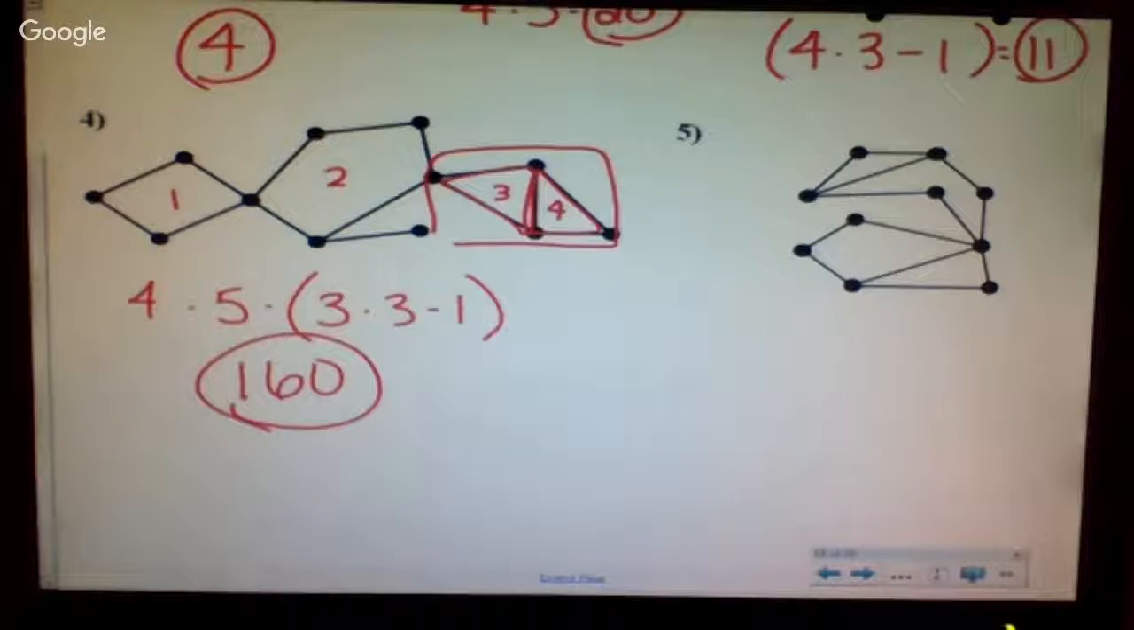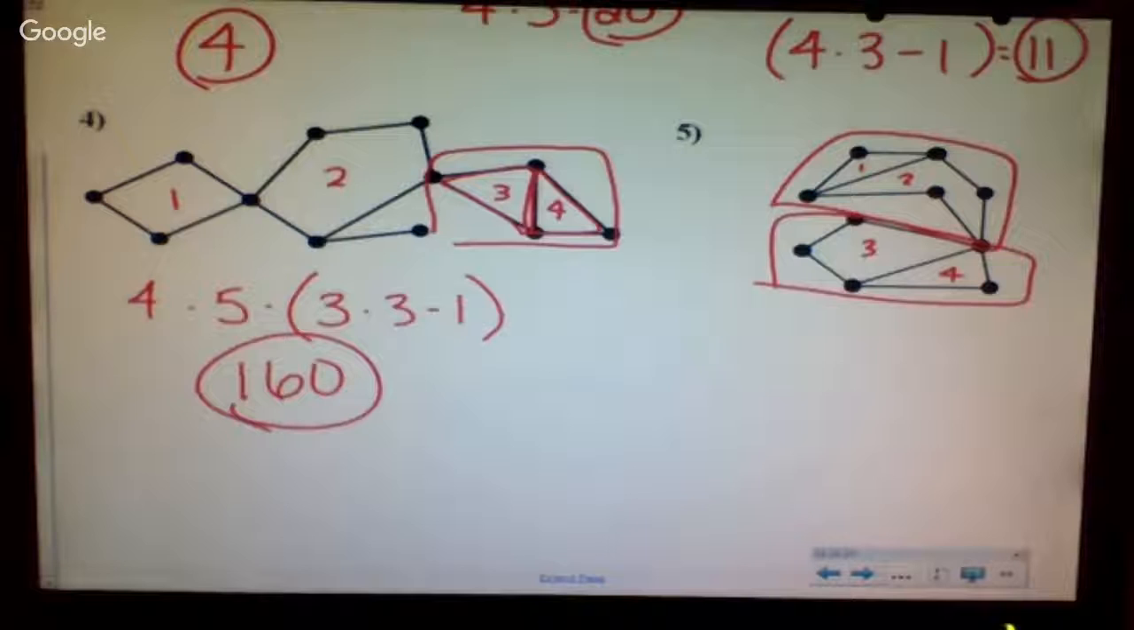Okay, over here, how many circuits do I have? I've got 4: 1, 2, 3, and 4. Circuits 1 and 2 share an edge in common, so they're going to have to go in parentheses. 3 and 4 share an edge in common, so they will also have to go in parentheses. So let's do 1 and 2 first.